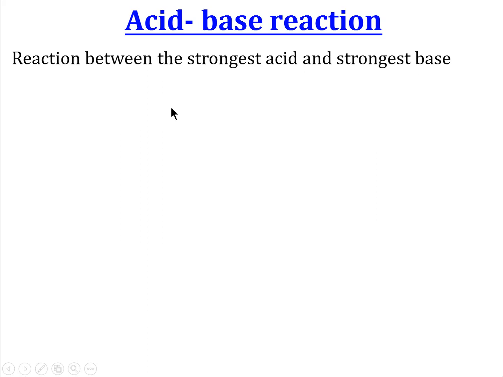The general rule: the reaction takes place between the strongest acid and the strongest base. Suppose we have a mixture of acids and a mixture of bases, and we know that the reaction that takes place first is between the strongest acid and the strongest base. So what are the steps to write the sequence of acid-base reactions?